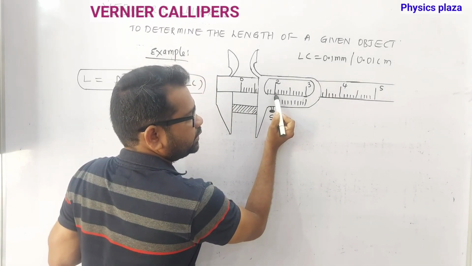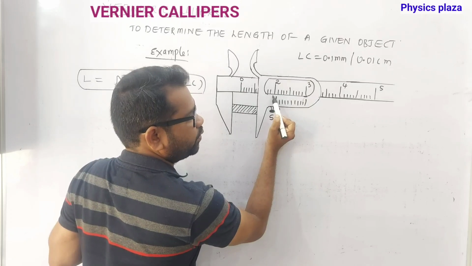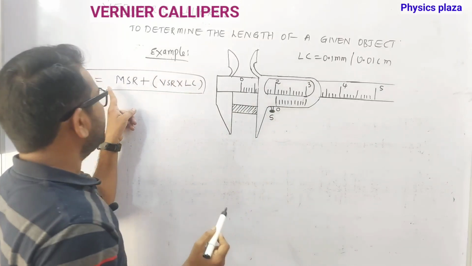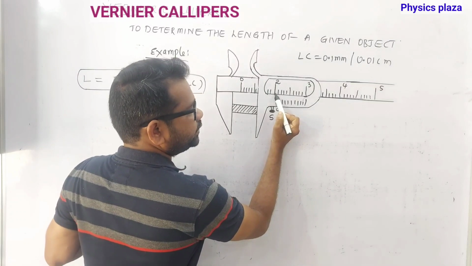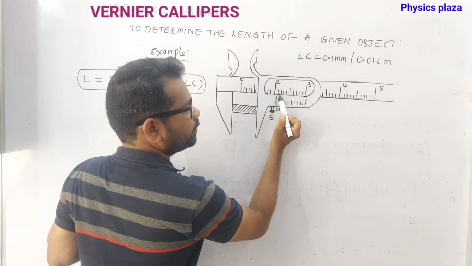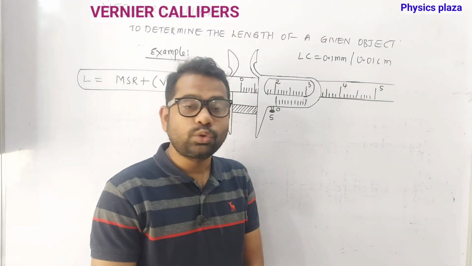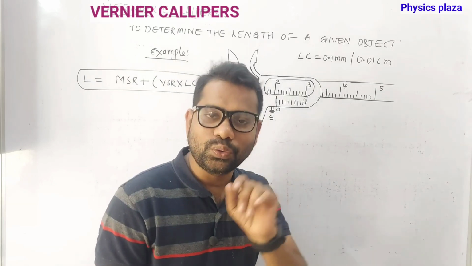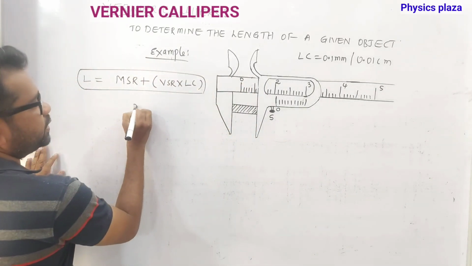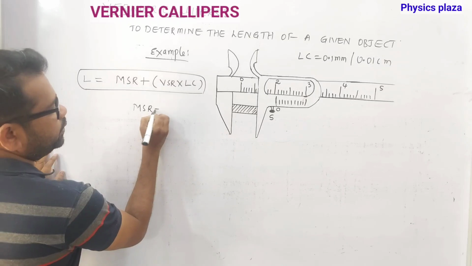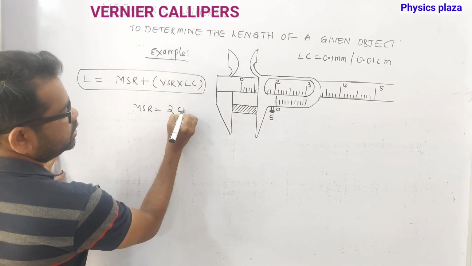Just below this, whatever the reading is there, just below the zero reading, that is going to be the MSR. If you can see, this is between 2 and 2.1. But which one should we take? You can't take 2.1. You have to take 2 only. So here the MSR value will be 2 centimeters.